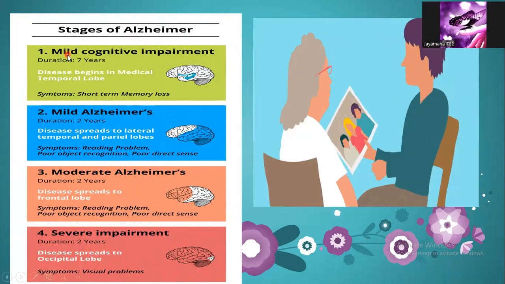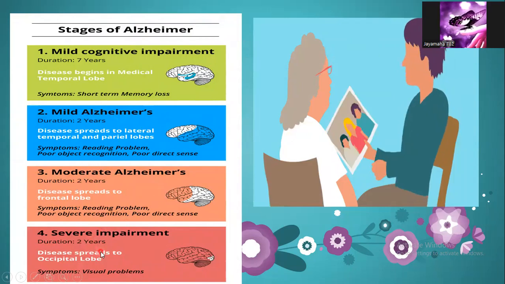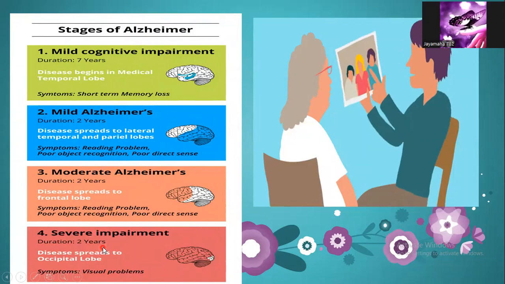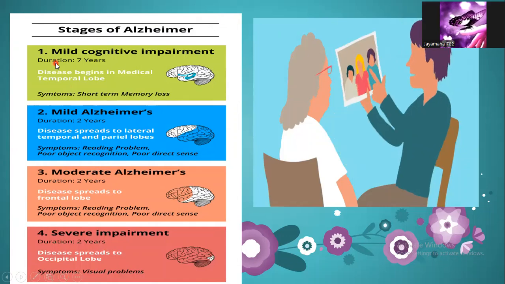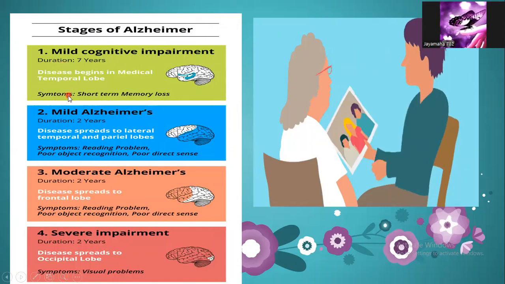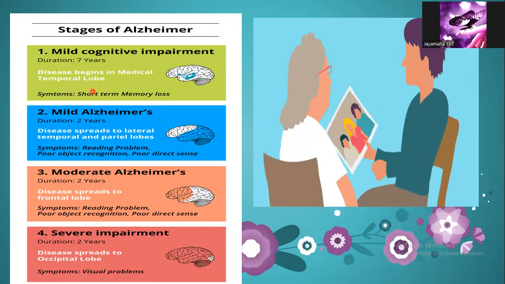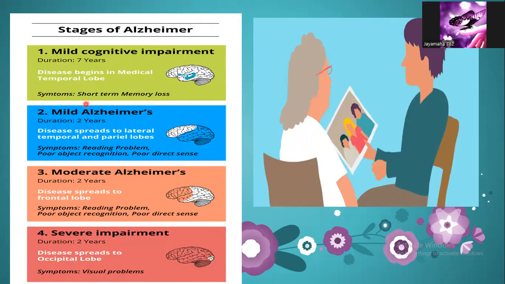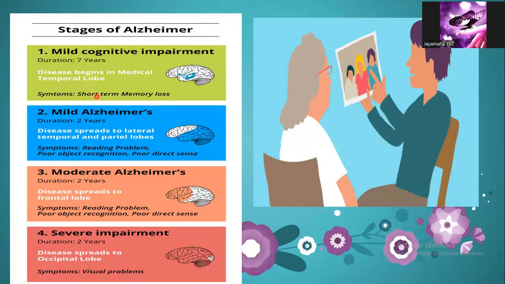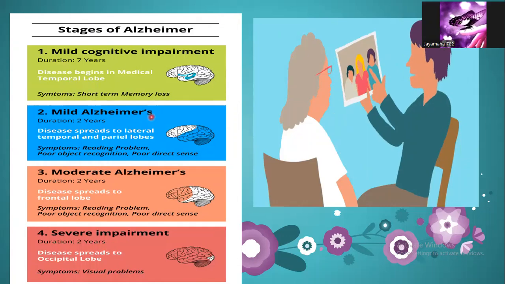They are the mild cognitive impairment, mild Alzheimer's, moderate Alzheimer's, and the final one is severe impairment. In the first stage, mild cognitive impairment, what happens? The disease begins in the medial temporal lobe, so it shows the symptom of short-term memory loss. After that, it progressively develops into mild Alzheimer's condition.